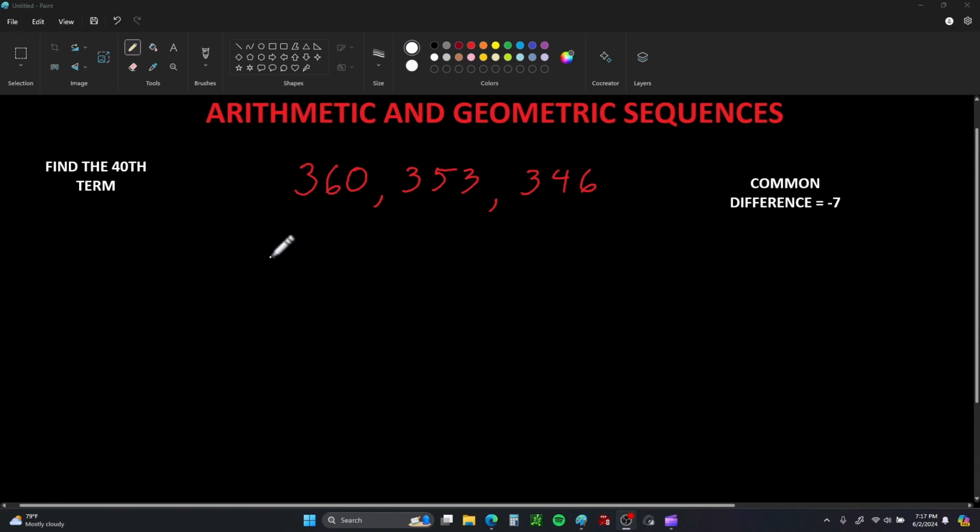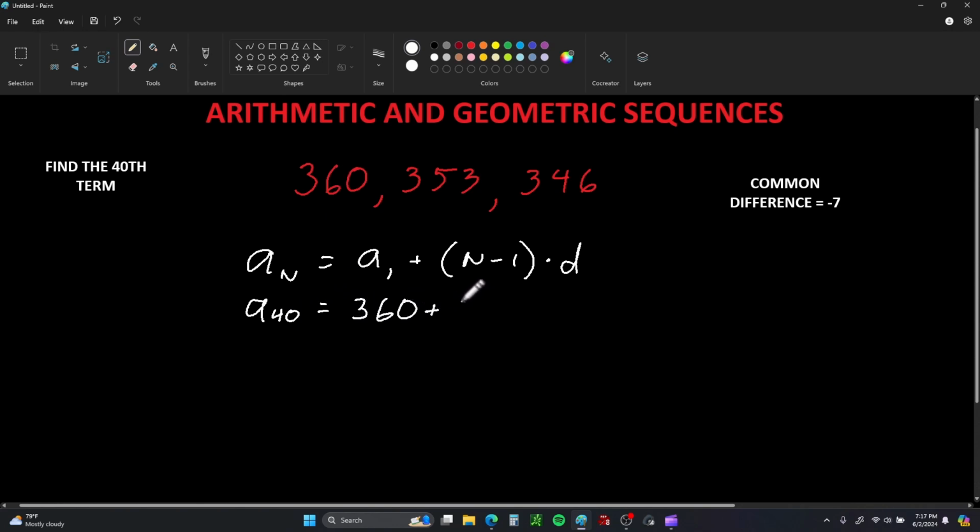So we again put down our formula, which is a sub n equals our first term plus n minus 1 times the common difference. We have to find the 40th term this time. Our first term is 360 plus n, which is 40, minus 1, which is 39, times minus 7. The common difference is negative, so we're adding a negative number.